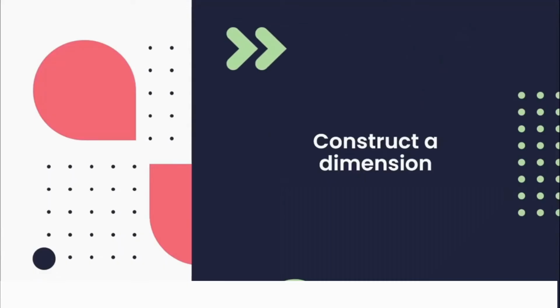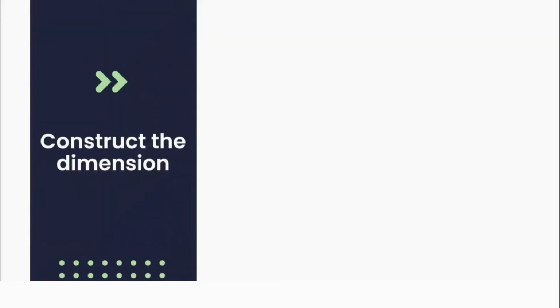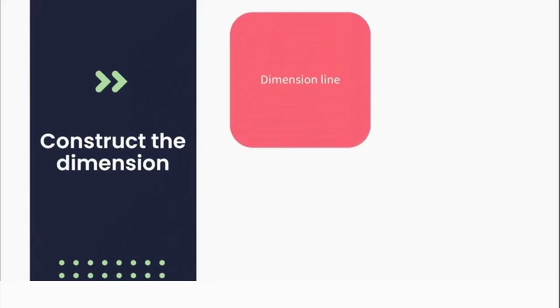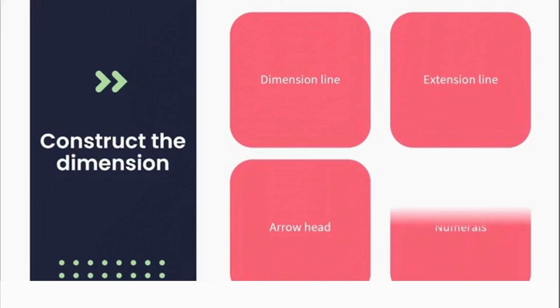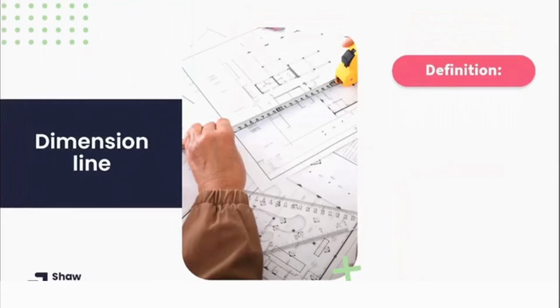Now that we know dimension is the tool that we use to indicate measurement on our technical drawings, let's take a look at how to create dimensions by breaking down some of the elements that form a part of your dimension line. How do we construct our dimension? Right, so our dimension typically has 4 elements to it. It has the dimension line, extension lines, arrowheads, and numericals. Let's break those up into bite-sized pieces, starting off with our dimension line.